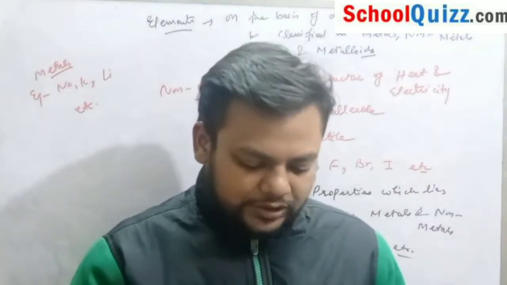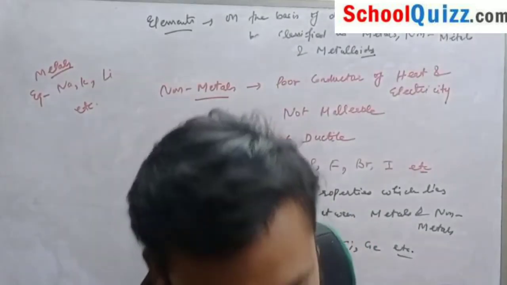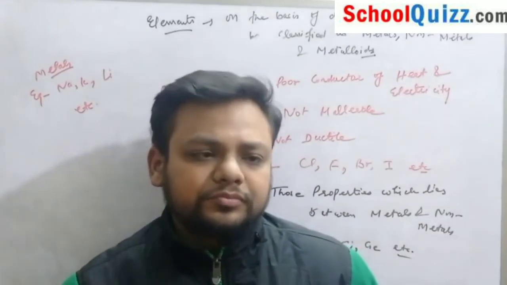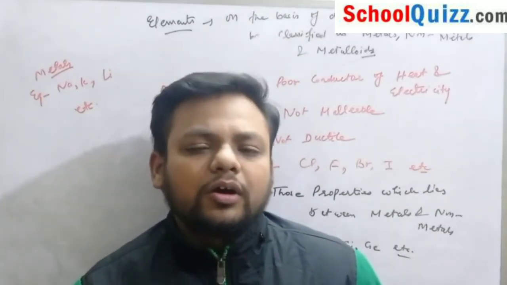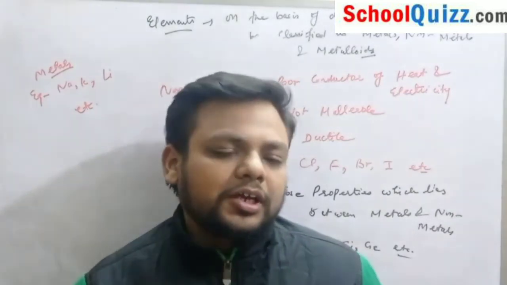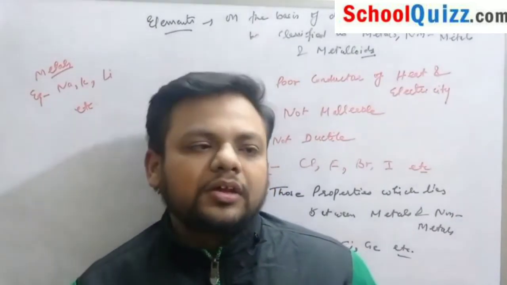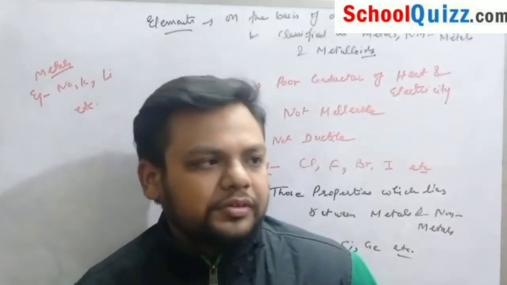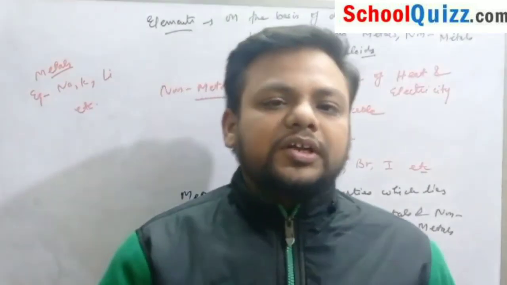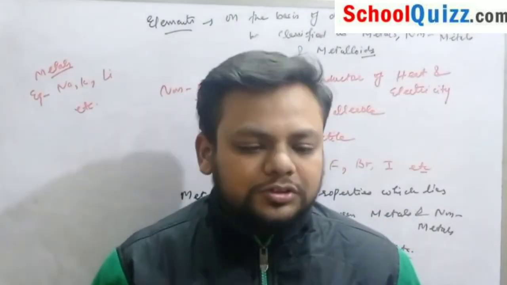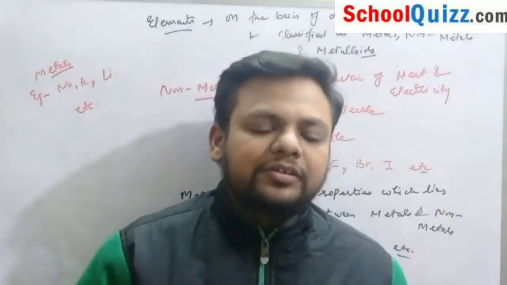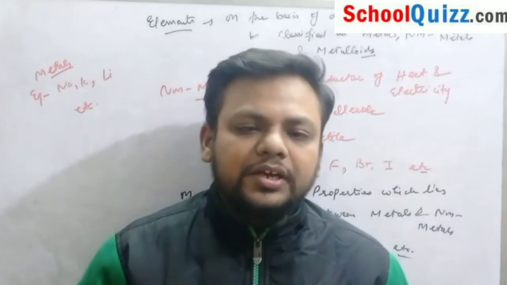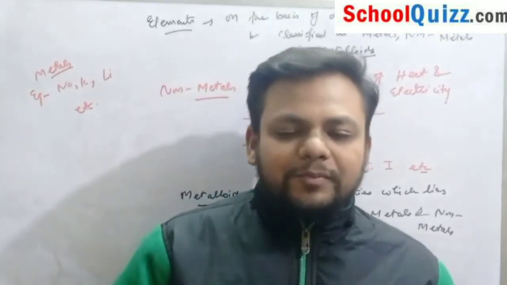So we have discussed what elements are. An element is the pure form of a substance which cannot be further broken down into simpler substances. There are three classifications of elements: metals, non-metals, and metalloids. In our next video, we will discuss what a compound is. So this is all about today's topic, what an element is and what its classifications are.